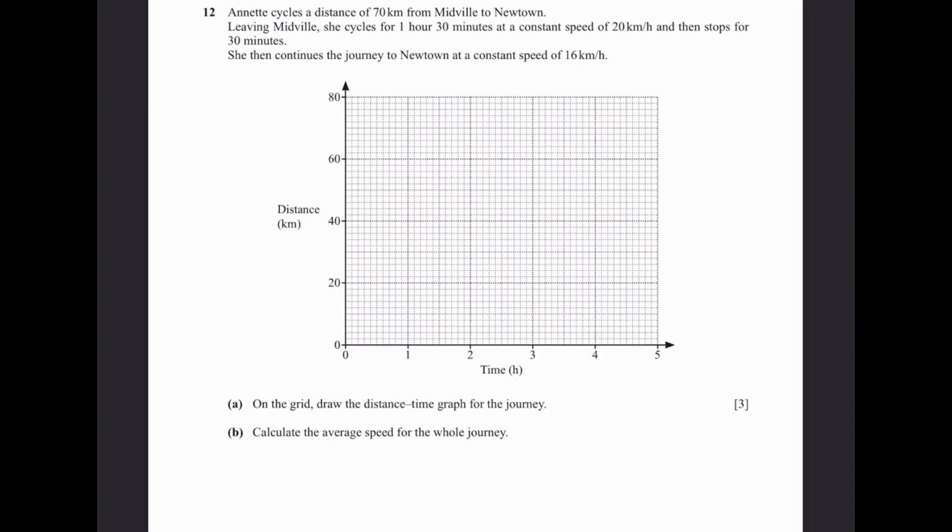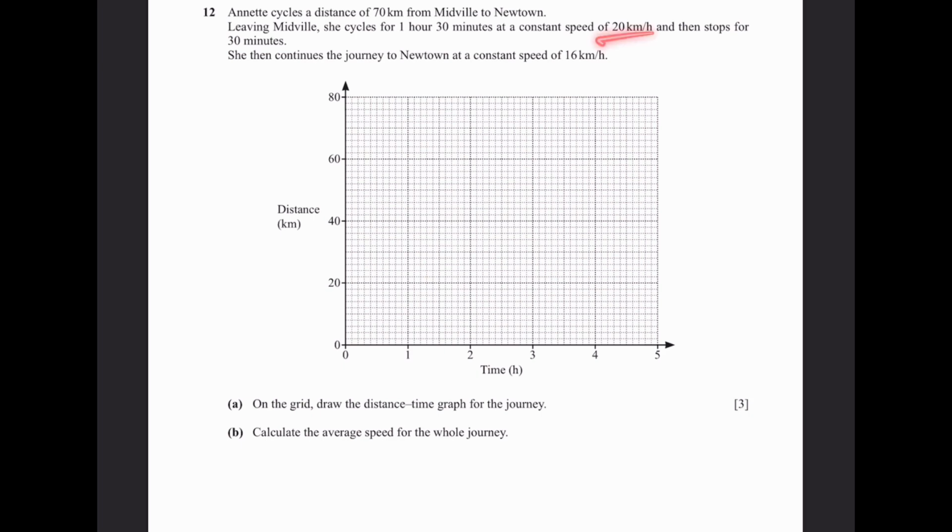Annette cycles a distance of 70 kilometers from Midville to Newtown. Leaving Midville, she cycles for 1 hour 30 minutes at a constant speed of 20 kilometers an hour and then stops for 30 minutes. She then continues the journey to Newtown at a speed of 16 kilometers an hour. A. On the grid, draw the distance-time graph for the journey.